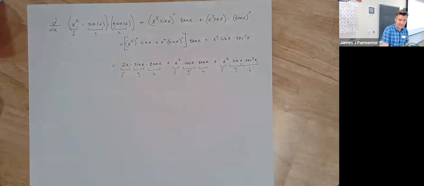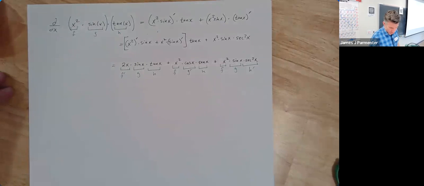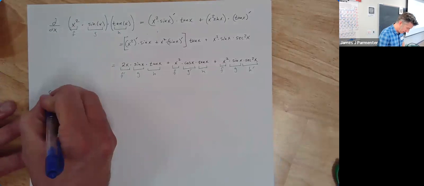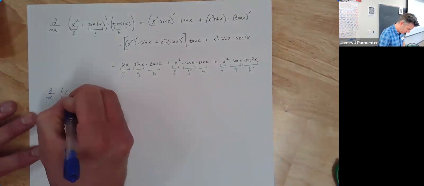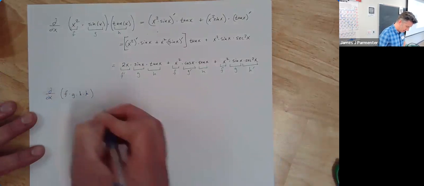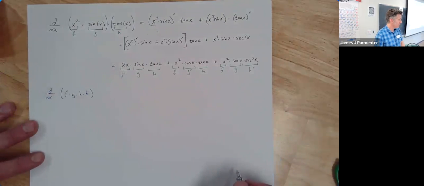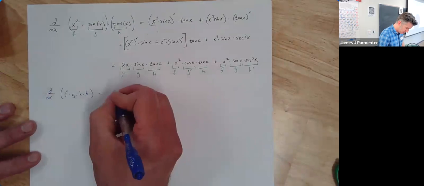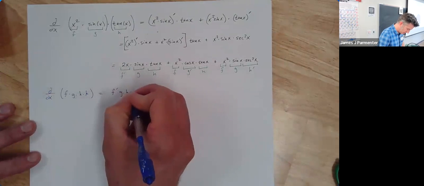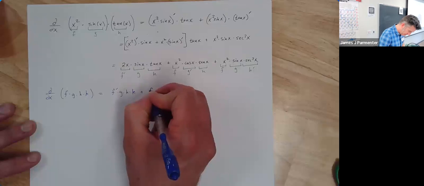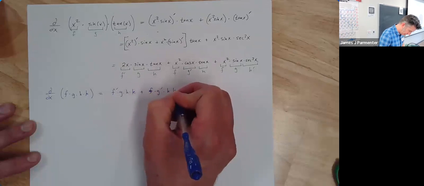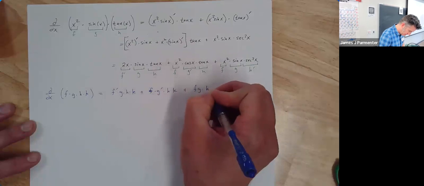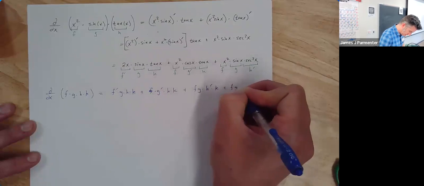And that idea holds no matter how many pieces we are multiplying together. So for example, we're not going to actually do it, but if you wanted to find the derivative of, say, F times G times H times K, you're going to get 4 pieces. And each piece is going to have one of the derivatives and the rest not derivatives. That would end up being F prime times G times H times K plus F times G prime times H times K plus F times G times H prime times K plus F times G times H times K prime.